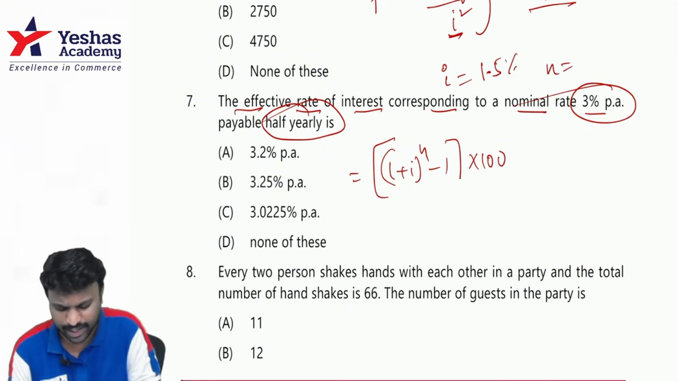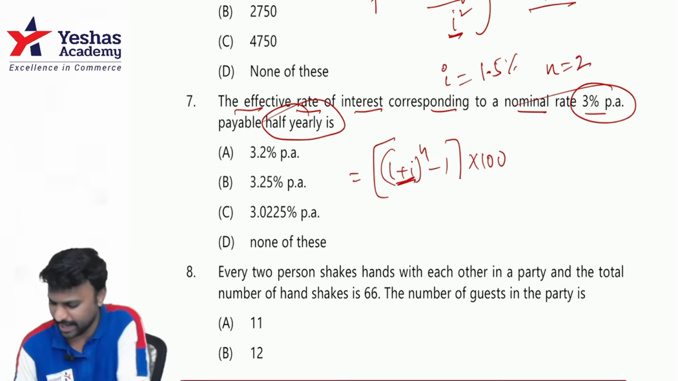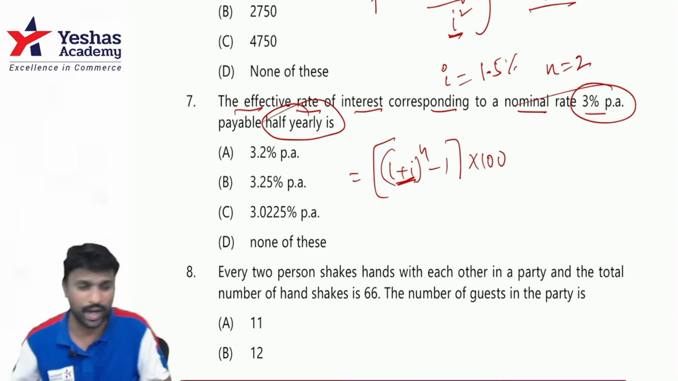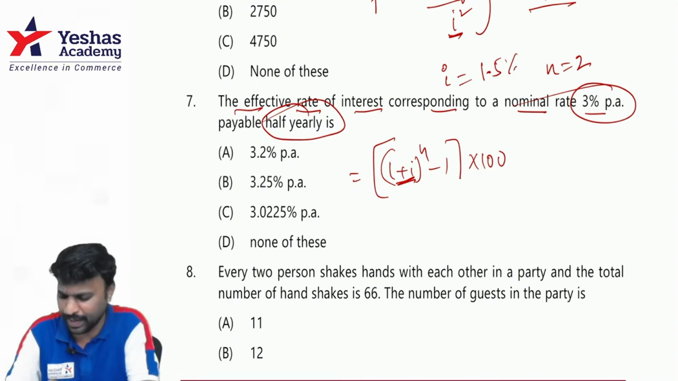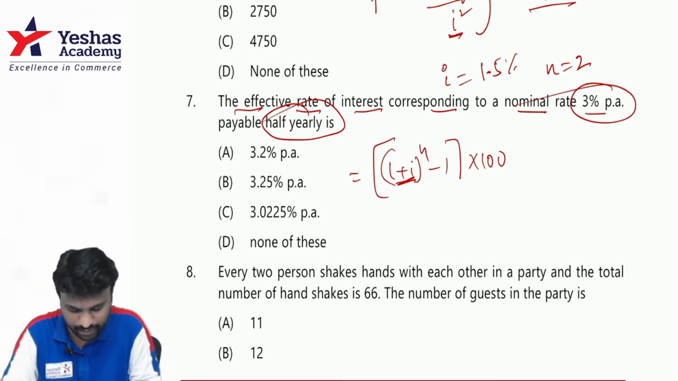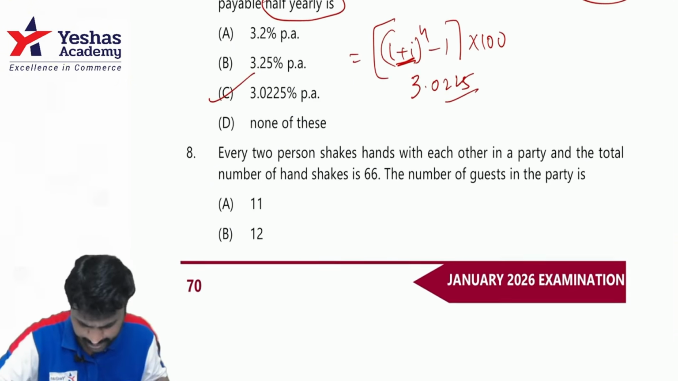What is N? See guys, half yearly means in 1 year 2 compoundings will happen. So what is 1 plus I? 1 plus 1.5%, 1.015 you get. Raise the power to 2, press equal, then minus 1 into 100, that fetches you 3.0225. That means option C is the right answer. Guys, moving on to the next question.